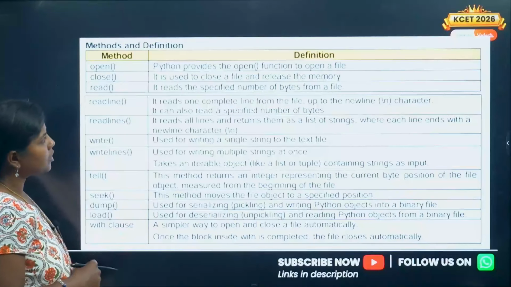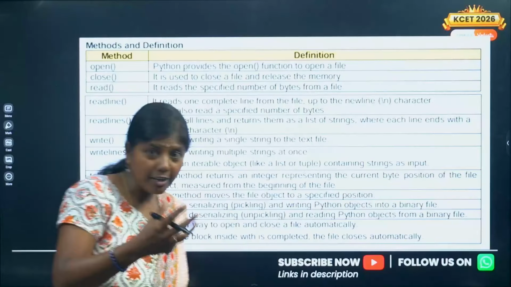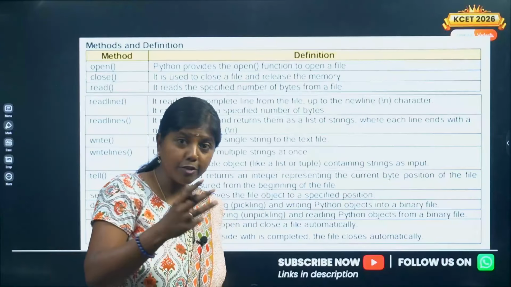So what is an open function? It basically opens a file if it's already there. If it is not there, it creates a new file. And the close function basically releases the memory. Whenever we open a file, there is always a file object associated with that. It's going to release that object, free the memory. That's the meaning of it. It releases the space that is allocated for the file object.